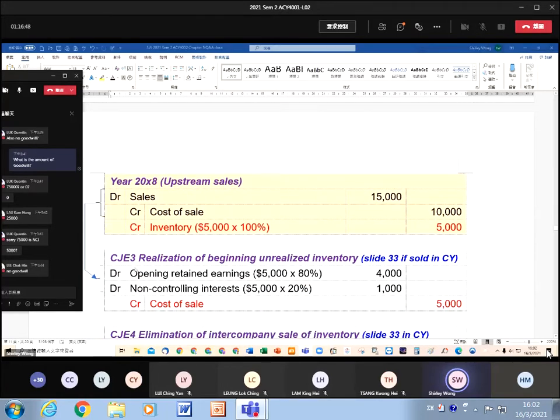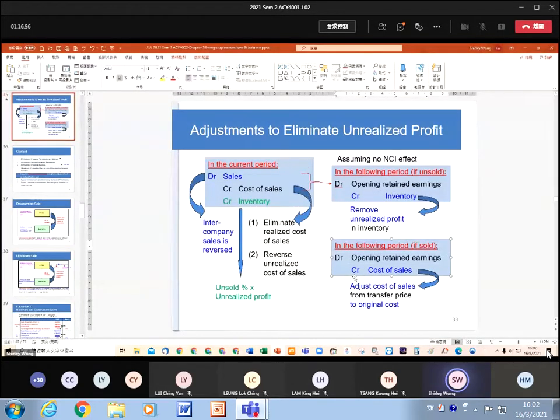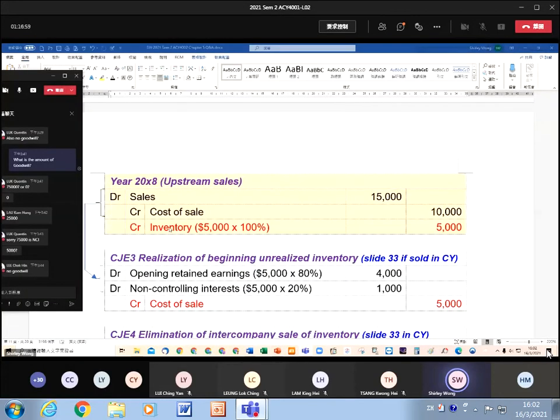And then later on in CJE number 3, that is in the current year, because the inventory is all being sold in the current year, we need to follow the lower part, that is to credit the cost of goods sold. So you can think about that. During the year, when the holding company sells the inventory, they will credit inventory and then debit cost of goods sold. So they will use a higher amount to debit the cost of goods sold. Therefore, instead of credit inventory, because the goods no longer stay in the inventory, it has moved to become the cost of goods sold. So the cost of goods sold is using a higher amount. What we need to do is to reduce the cost of goods sold. Finally, the account will be credit cost of goods sold, and then we will debit opening retained earnings, debit NCI.